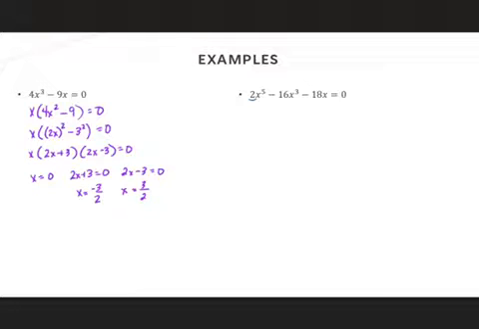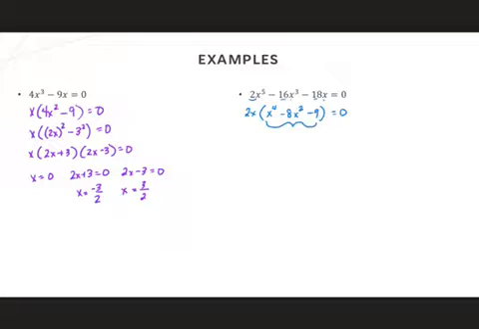Okay, for the next one, let's take out a common factor here. So they all have a 2 in them. I can take a 2 out of all of those. With the variables, they all have an x in them. So I'm going to take out a 2x. And that leaves me with x to the 4th, 16 divided by 2 is 8, x squared, 18 divided by 2 is 9. And now looking at this, that is quadratic form.